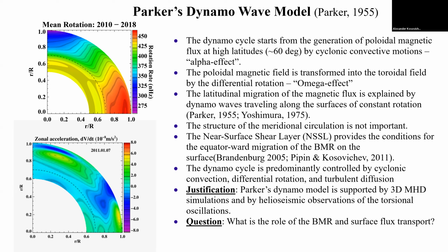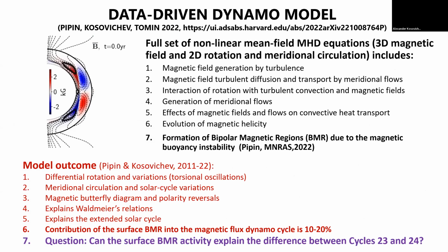And also we can see migration to the polar regions. But the question is, what is the role of bipolar magnetic regions and surface flux transport in this model? So we developed a model which includes formation of bipolar magnetic regions. This is a model we've been developing with Valery Pipin. Most of these computer codes were developed by Valery Pipin over the past solar cycle.